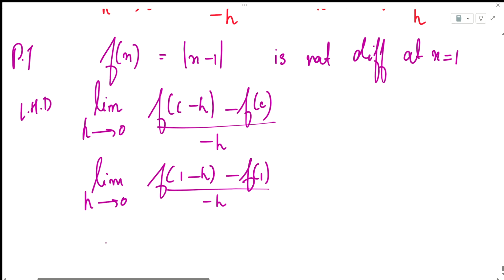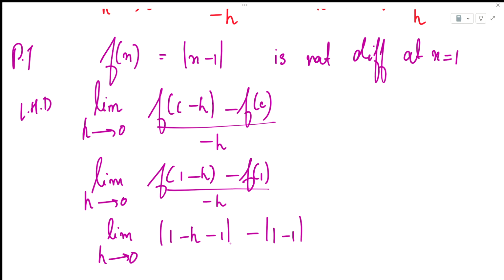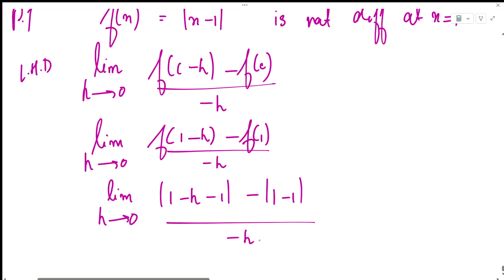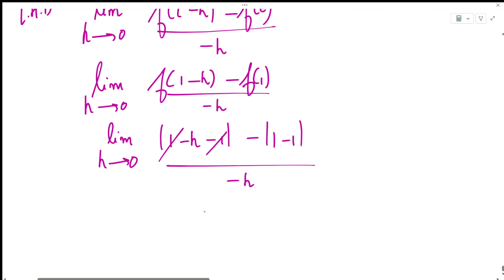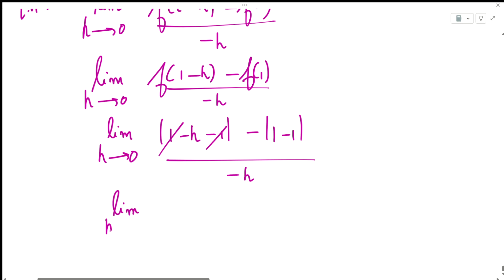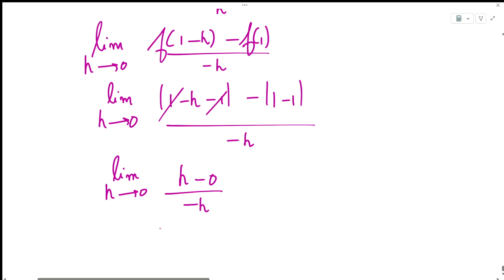So I'm gonna plug in 1 minus h in place of x. So mod of (1 minus h minus 1) minus f of 1, which is simply mod of (1 minus 1), and on the bottom part we have minus h over here. 1 and minus 1 cancel out. Mod of minus h is simply h, and this is minus 0, and on the bottom we have minus h. So this gives me limit h tends to 0, minus 1, right?